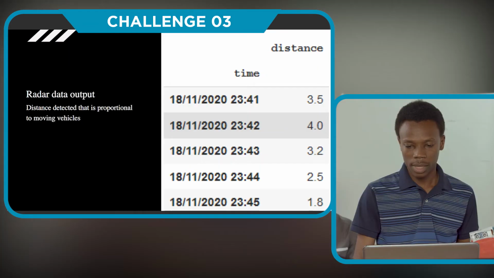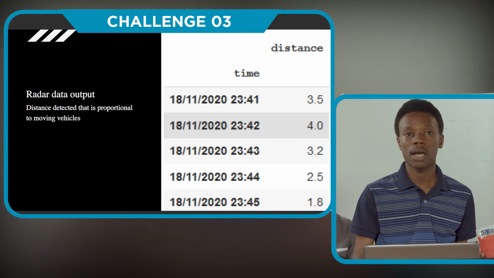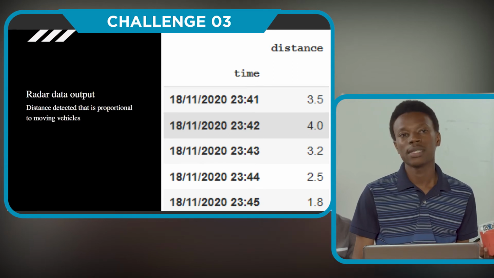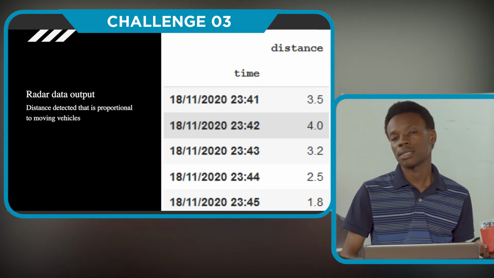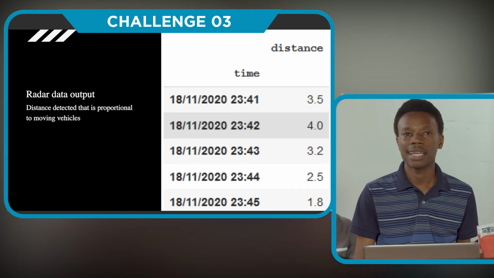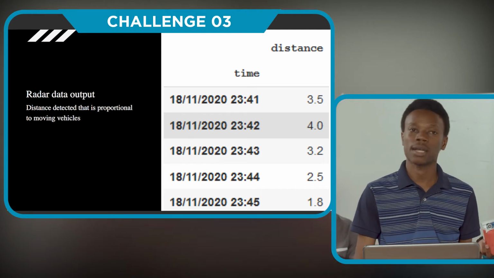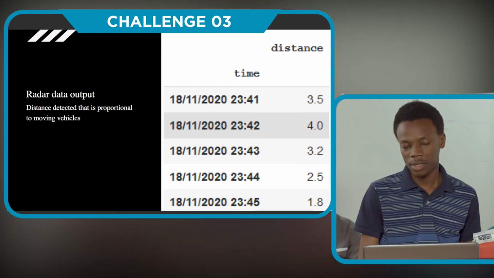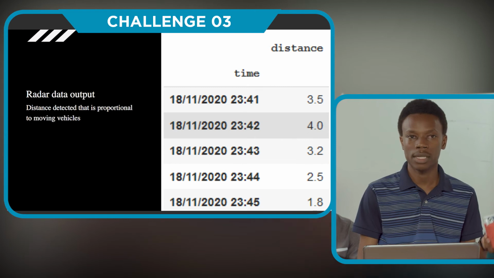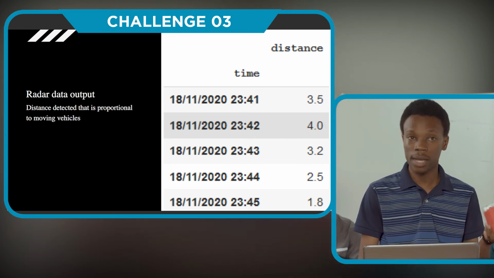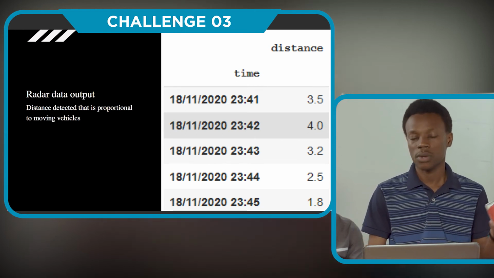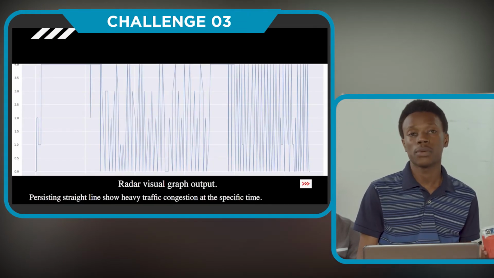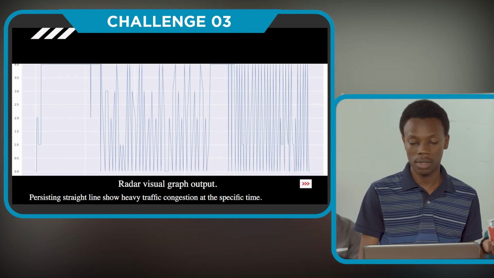As you can see, this is a data output that shows the distance of the detected objects. When there is a traffic congestion, the cars are static, so the sensor can detect the distance of a static car. When there is a persistent distance, that means there is high traffic congestion. But when the value of distance varies, there is no traffic congestion. And this is a visual layout, a graph of the collected data.